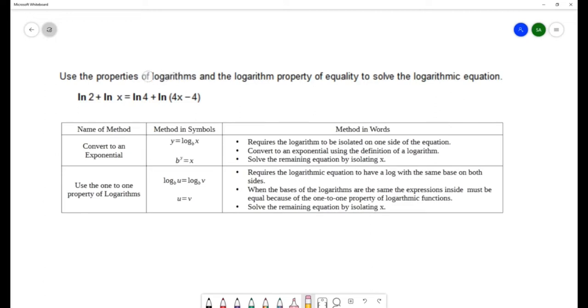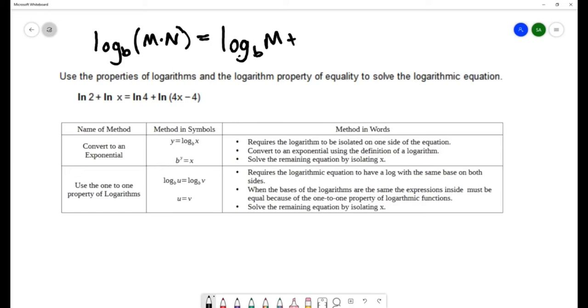The property that we're going to use is called the product rule for logarithms, and it follows this format. If you have log base b of m times n, you're able to expand that to become log base b of m plus log base b of n. So if you have a product inside of the log, you're able to write that as the sum of two logs. Now we're actually going to use that property in reverse to condense.